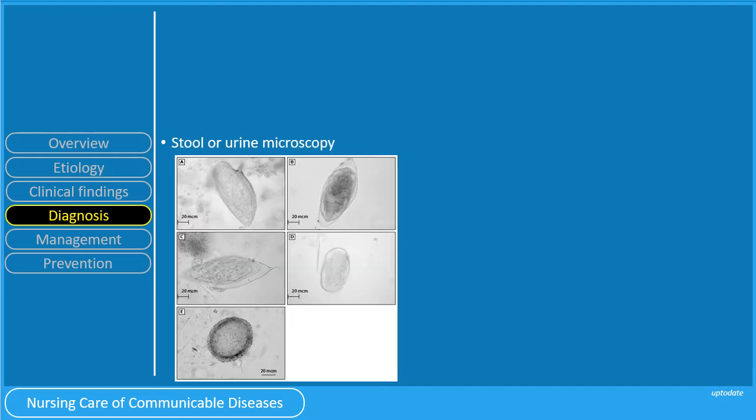Eggs of S. mansoni, S. japonicum, S. hematobium, S. mekongi, and S. intercalatum can be found in stool, although S. hematobium is found principally in the urine.